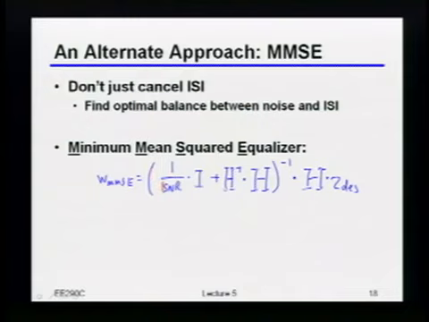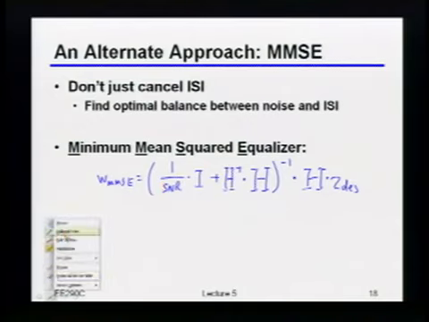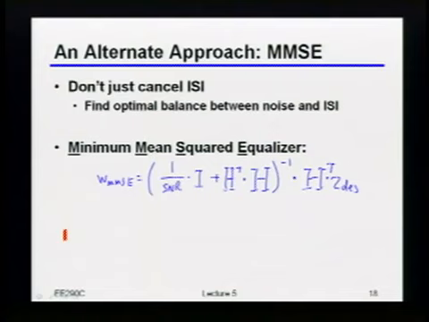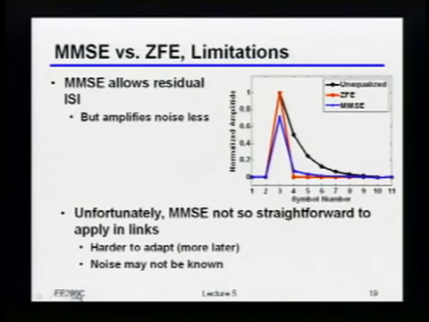There should be a transpose right here. Thank you. That's the only difference. Rather than directly inverting the channel matrix, you just add in this SNR term right here. What the MMSE is really doing is saying, I'm going to allow some residual ISI to stick around in my response. But if I do that, then I'm going to be amplifying the noise less.